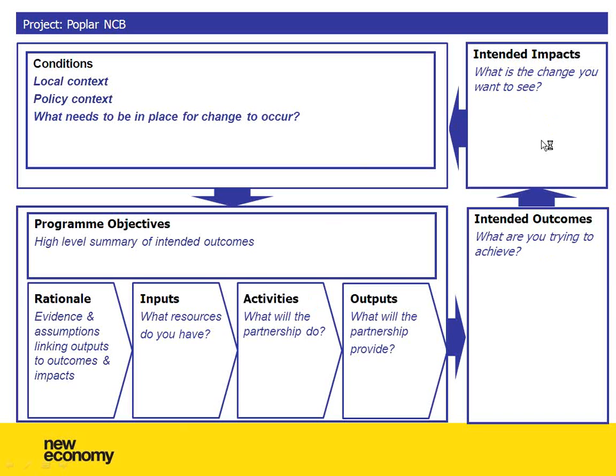How many activities do we need to do on the ground to meet that number of outputs that we've targeted? How do we need to design those activities so people engage with them? Okay, what is the policy context? What are the existing activities in the area we need to be aware of?